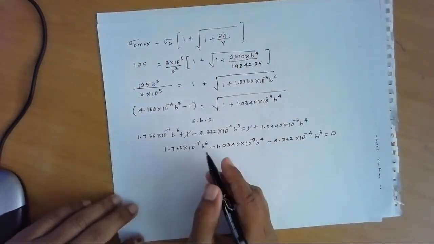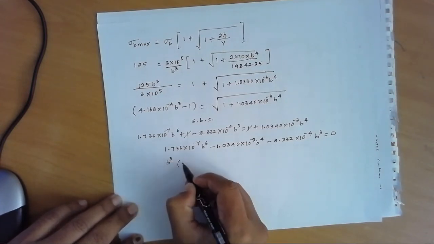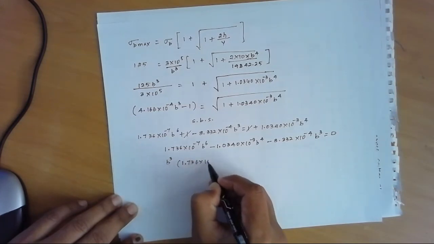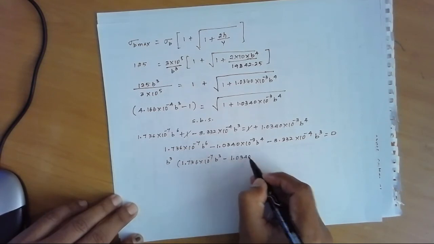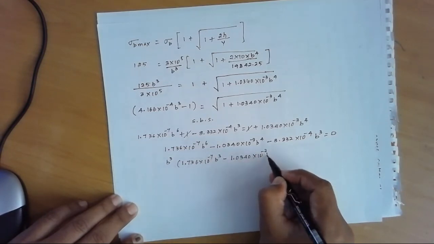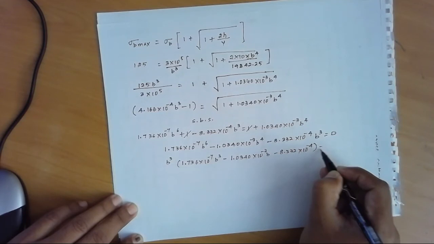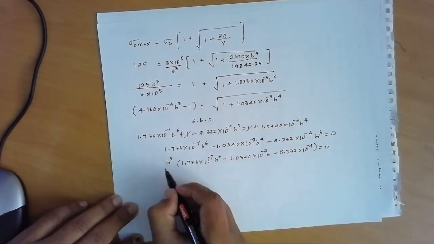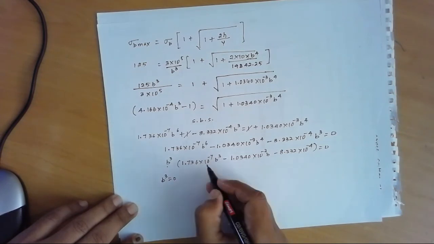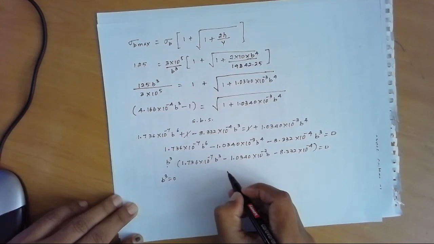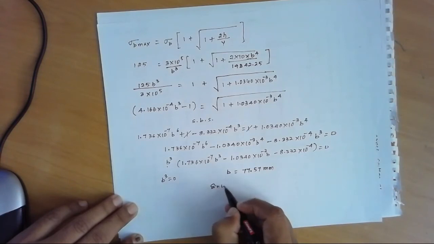Now we can take out B cube as common from this. So if we take out B cube as common, this will become 1.736 into 10 power minus 7 B cube minus, here we will be left with B, 1.0340 into 10 power minus 3 B, and now this will be 8.332 into 10 power minus 4 is equal to 0. So one value, equating this to 0, will be 0. Now if we solve the equation, we get the value of B as 77.57 mm.